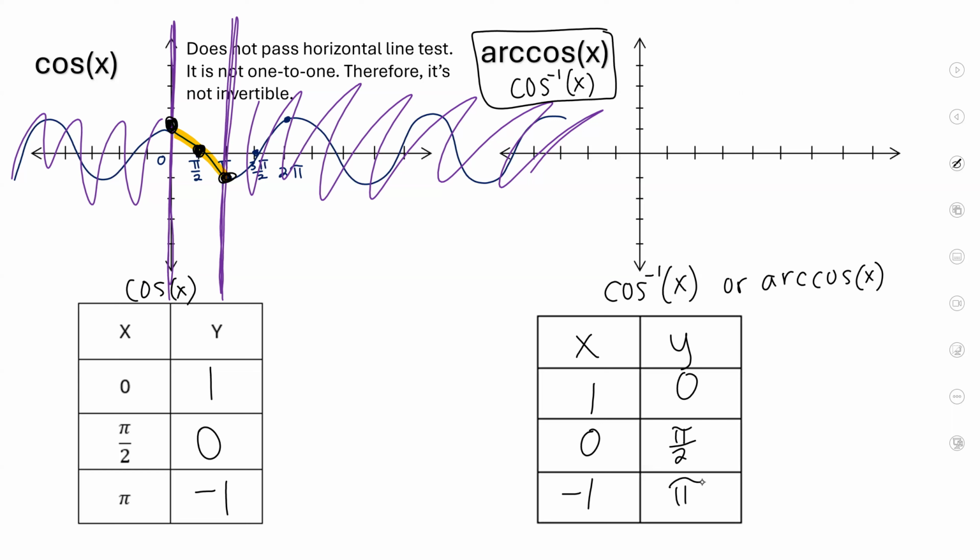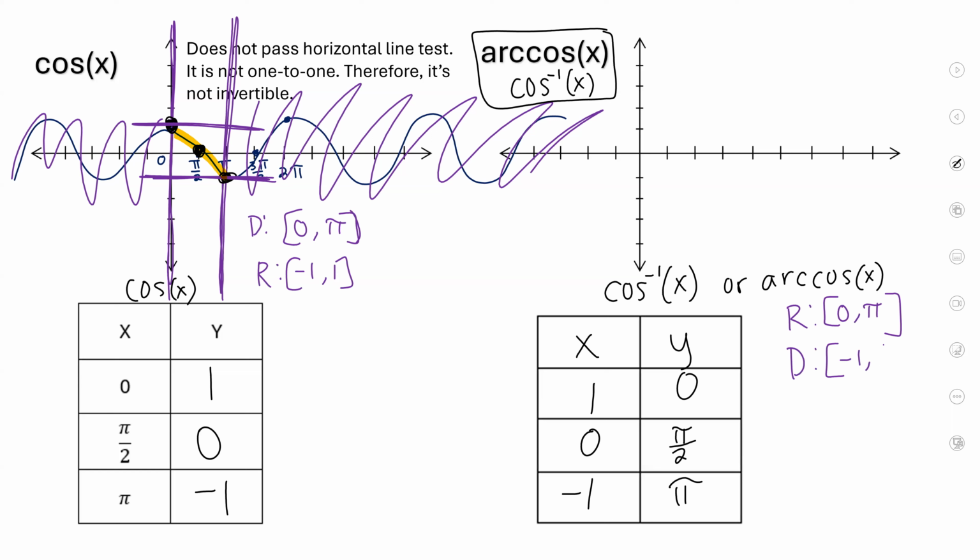So guys, notice over here, when I restricted the domain, I was only looking between 0 and pi, right? I restricted the domain. That means that's my new range over here. And over here, my range was from -1 to 1. So the range here was -1 to 1. That means that's my new domain over here. So let's go ahead and graph it.